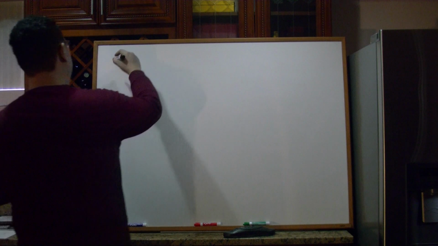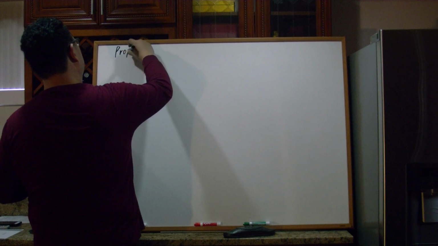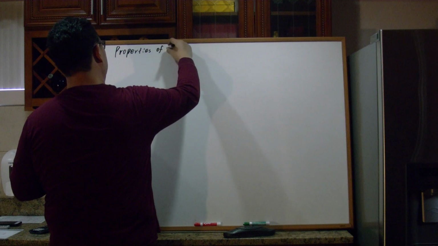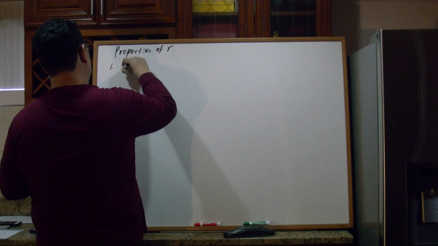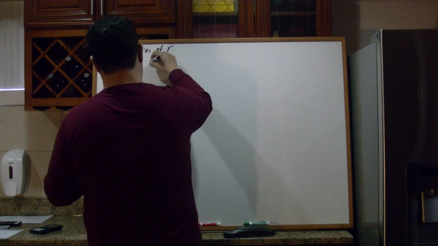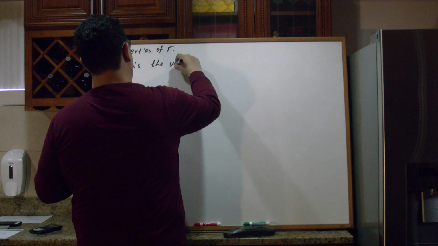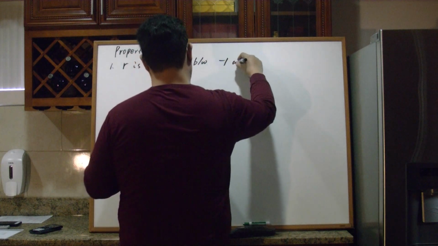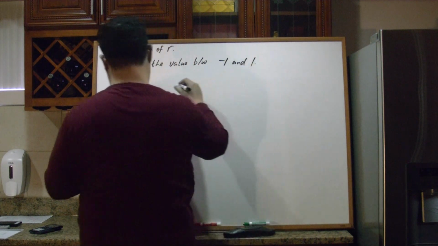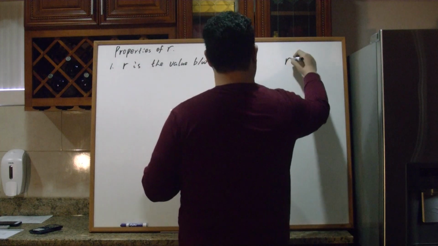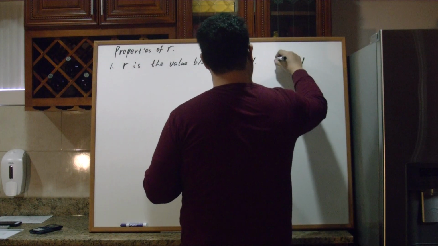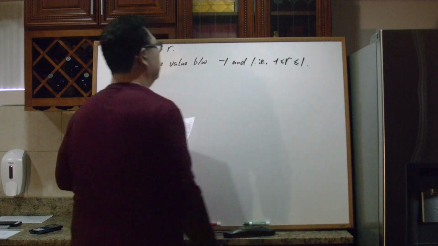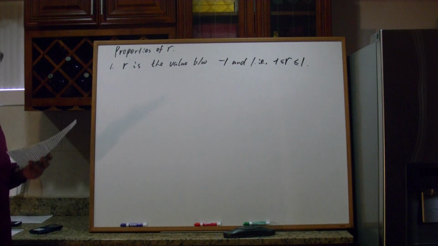Right, then the properties of r. R is the value between negative 1 and 1. In other words, r is always in between them.